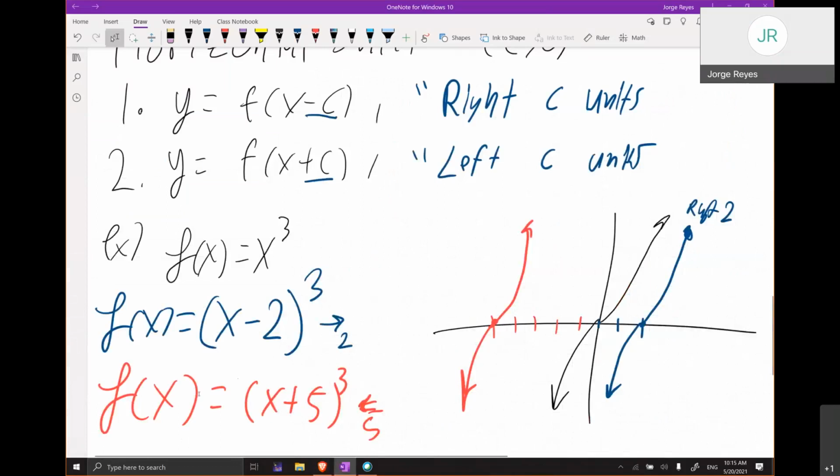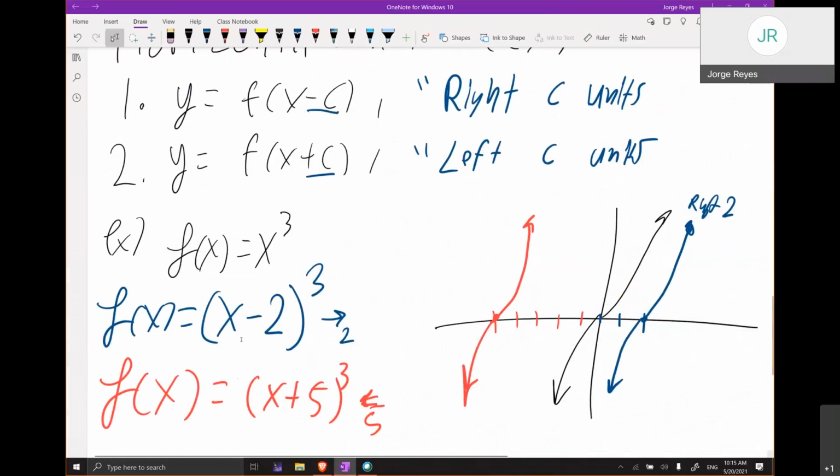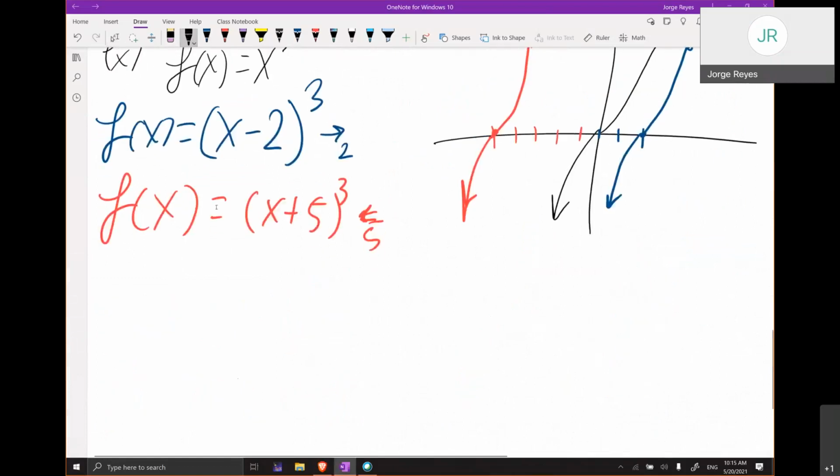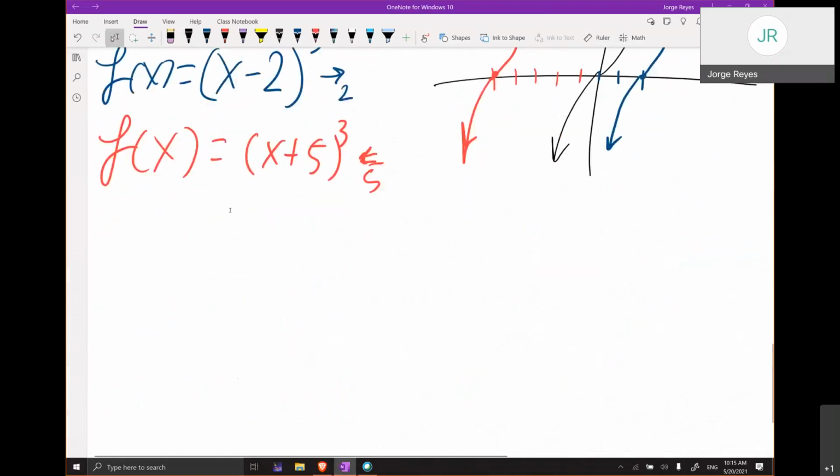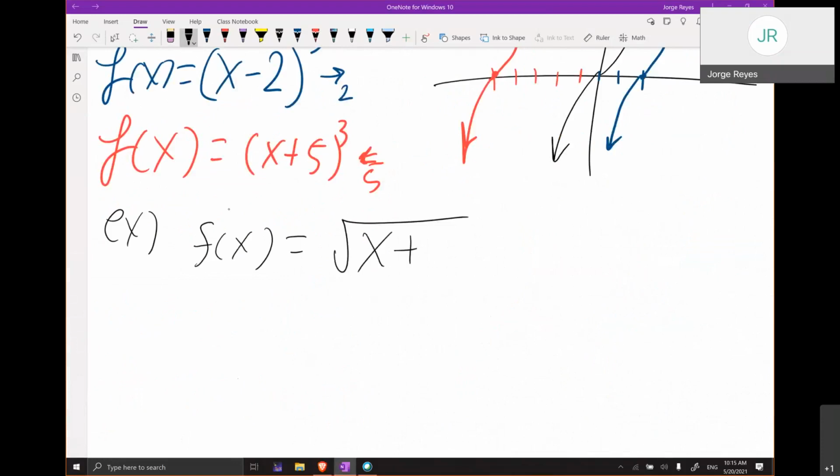And now you can combine them, right? So the next question would be, how do I shift diagonally? The real answer is we kind of don't. We just combine left and right. So here I'm going to have x plus 2 squared minus 1. This part means I'm going to go left 2, but this part means I'm going to go down 1.